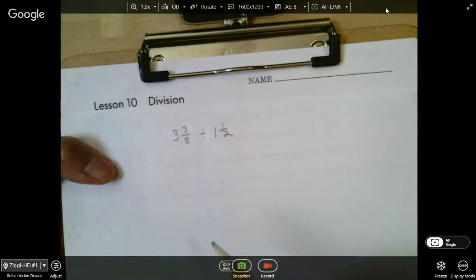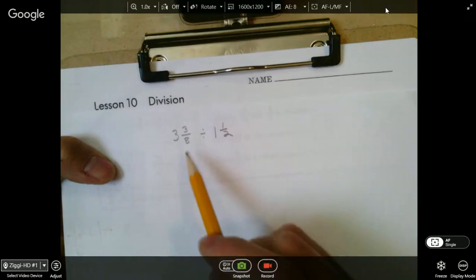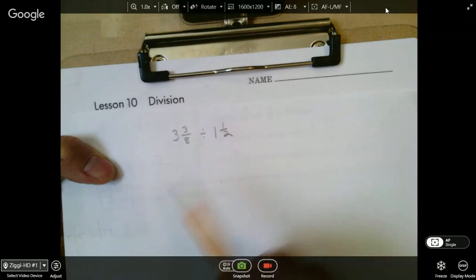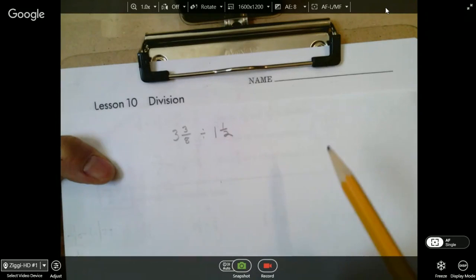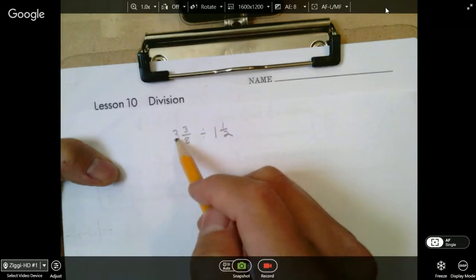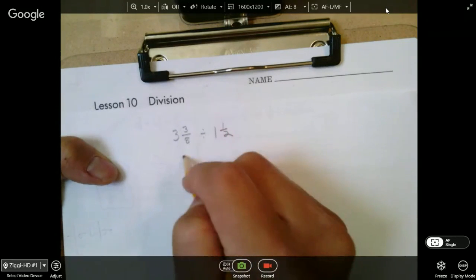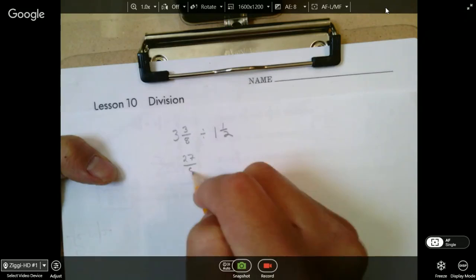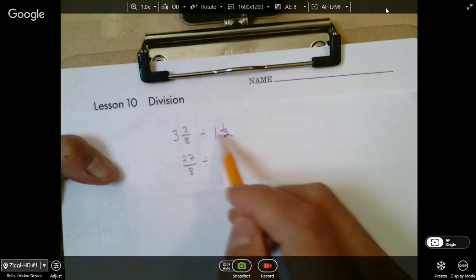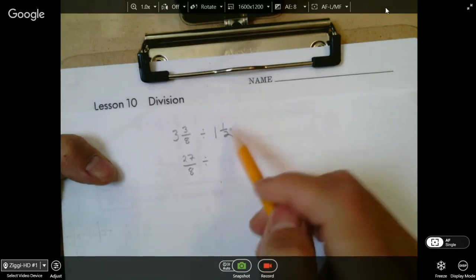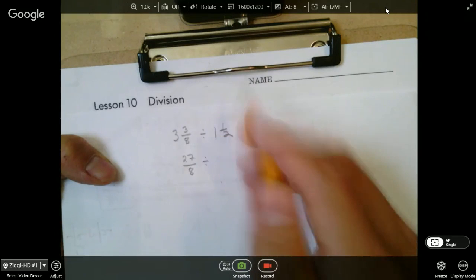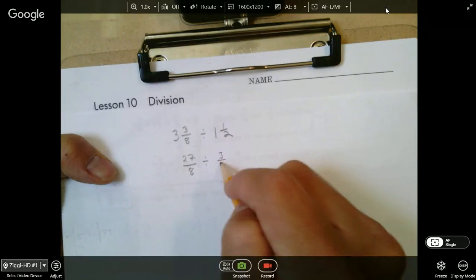The first thing you want to do is, if you need to, you want both fractions that you're dividing to be improper fractions if they're mixed numbers. So let's go ahead and change these both to improper fractions. 8 times 3 is 24. 24 plus 3 is 27. 27 over 8, divided by, let's change this to an improper fraction. 2 times 1 is 2. 2 plus 1 is 3, so that would be 3 over 2.